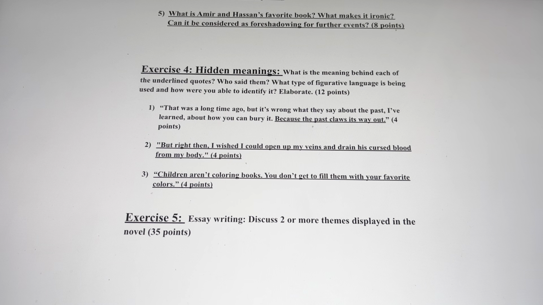But right then I wished I could open my veins and drain his cursed blood from my body. So what is the meaning behind the underlined quote? Basically, the meaning behind this quote is that after Baba did not pay any attention to Amir after Amir showed him his novel, Amir wanted nothing to do with Baba at this point. He no longer wanted to be related to him because he hated him that much. He was so angry that he no longer wanted to be related to him whatsoever. Who said it?